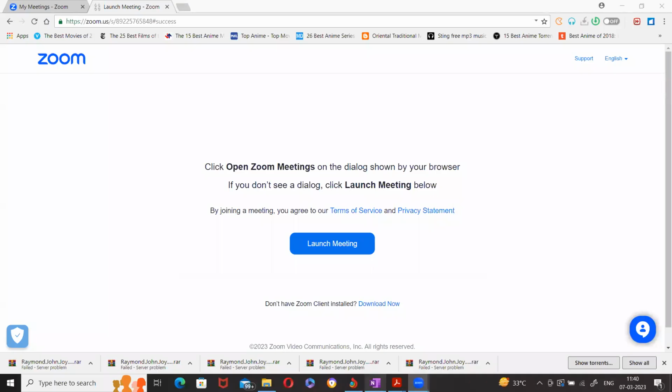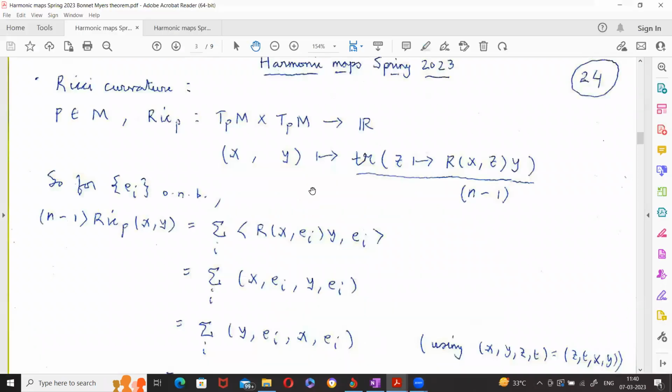Right. So let's look at Ricci curvature. Ricci curvature is defined to be this bilinear form on the tangent space: (X, Y) goes to the trace of the linear map Z goes to R(X, Z)Y, divided by n minus 1. Why are we dividing by n minus 1? Because what we'll see is that this can be seen as an average of n minus 1 sectional curvatures. We'll come to that in a second.